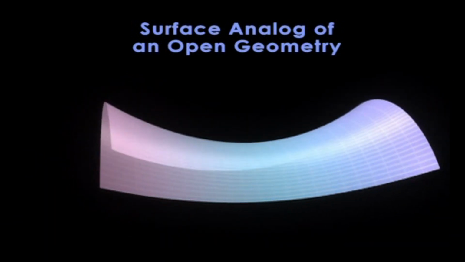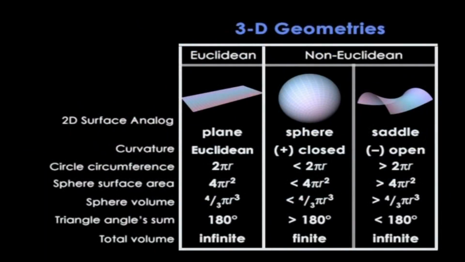Okay, so to summarise, there are three geometries whose spaces are homogeneous and isotropic. Zero curvature, or flat, which is Euclidean. Positive curvature, which is closed. And negative curvature, which is open. Now, at this point in the lecture, our universe could have any one of these three geometries.